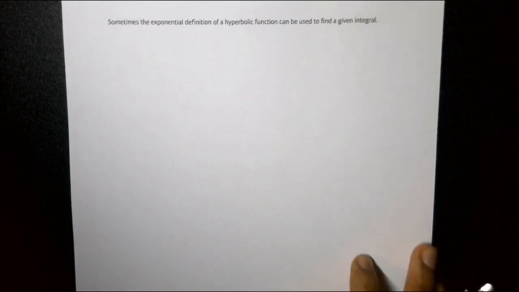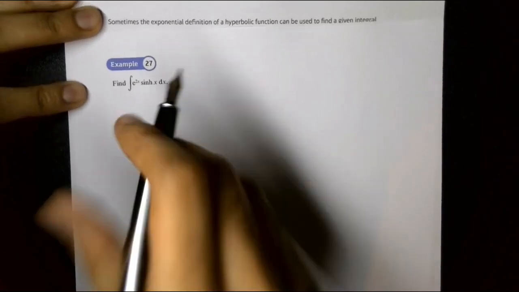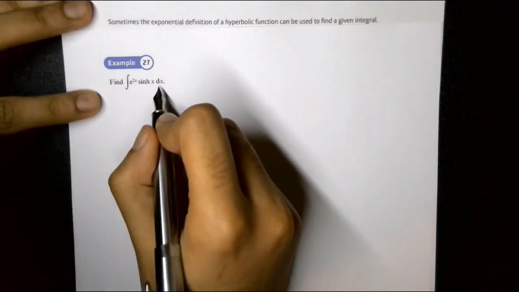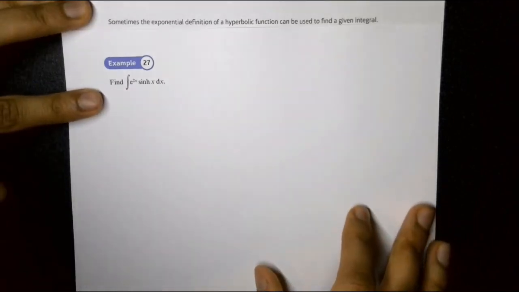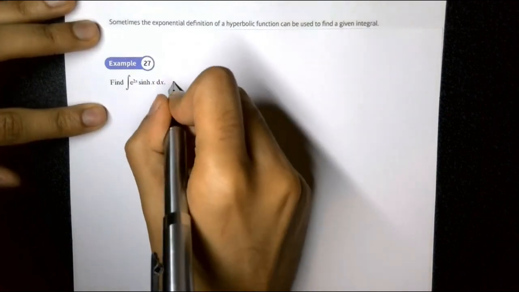Sometimes the exponential definition of a hyperbolic function can be used to find a given integral. So let's take a look at an example to help illustrate this. Let's suppose, for example number 27, we wish to find the integral of e to the 2x times hyperbolic sine x with respect to x. Now the way we approach this is to use the definition of hyperbolic sine.